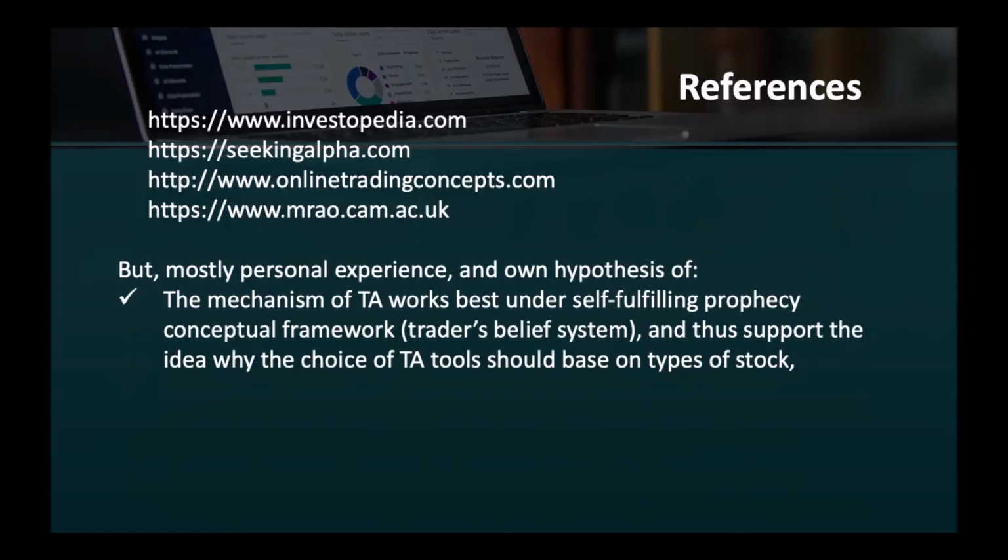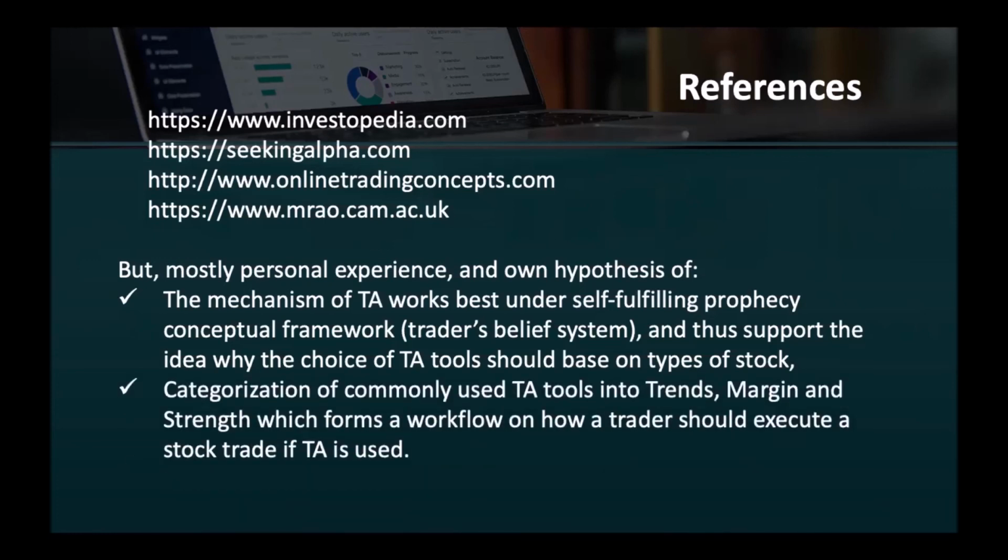So I do not agree with some traders who say that once you are used to these tools, say MACD, you must use MACD and not look at RSI. I don't think that's correct. We need to look at, based on the self-fulfilling prophecy conceptual framework, what type of stock, what type of trader, what type of habit, and what type of tools they tend to use. The most commonly used tools tend to reproduce the most accurate results, based on the self-fulfilling prophecy framework. Second, I categorize the tools into three categories: trend, margin, and strength. Unintentionally, I have already formed a workflow on how a trader should execute stock trading step by step if you decide to use technical analysis.